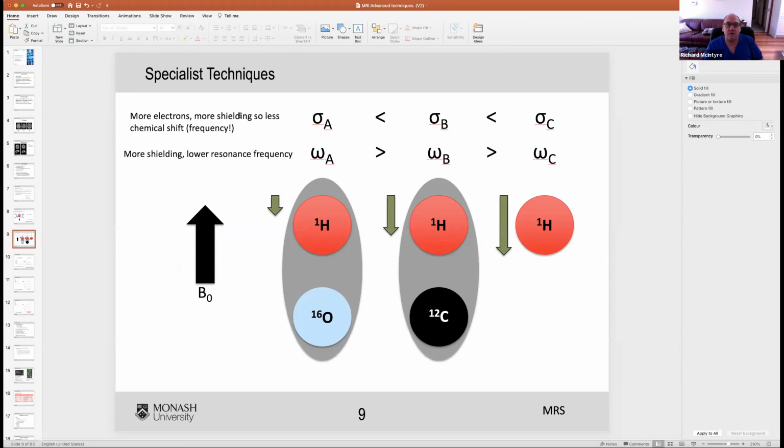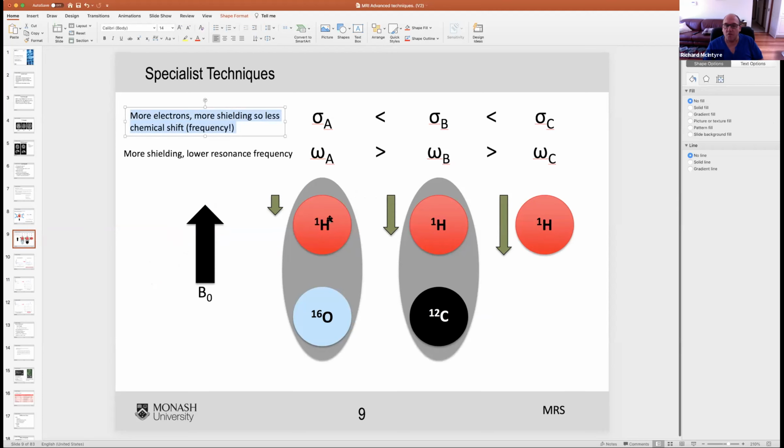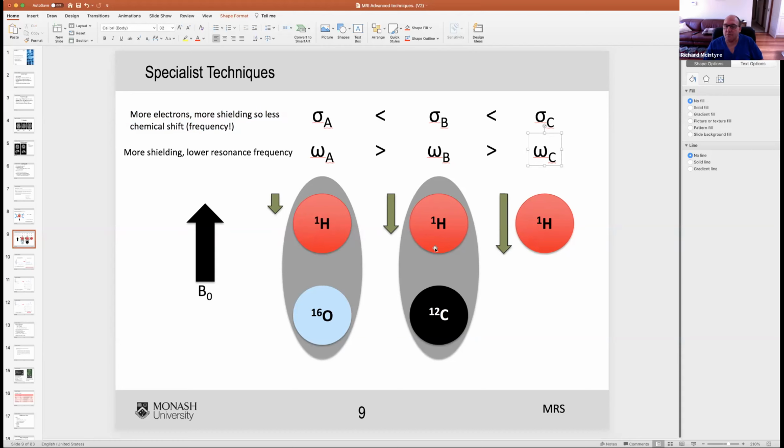More electrons, more shielding, less chemical shift. So when we have just hydrogen protons by themselves, we have less chemical shift and more shielding. When we increase the number of protons, then we increase the shielding. Okay, so in that case, we have more chemical shift.